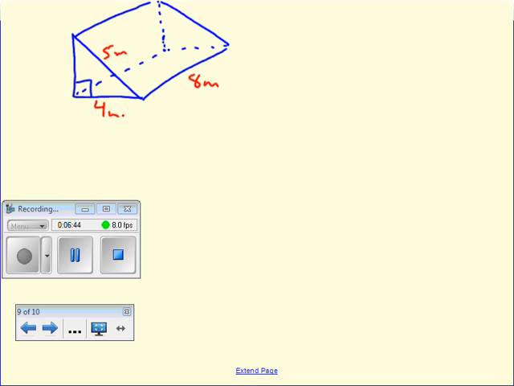So if I want to find my surface area, I'm missing one key piece of information. I don't really know what my height is. But since this is a right angle triangle, and I know my hypotenuse, and I know my A, or adjacent, I can figure it out. So I'm going to use the Pythagorean theorem. C squared is equal to A squared plus B squared. Well, I'm actually looking for B, so C squared minus A squared will be equal to B squared.